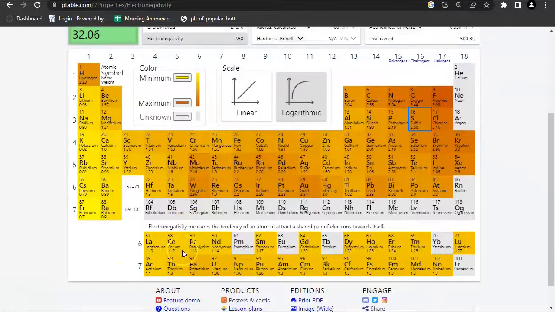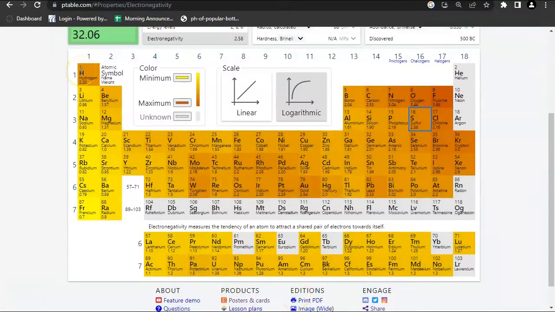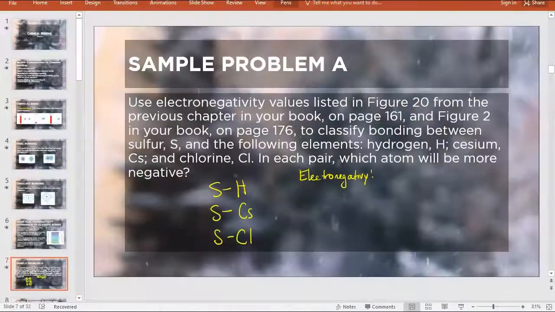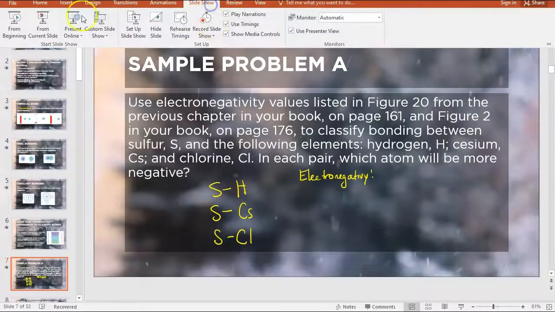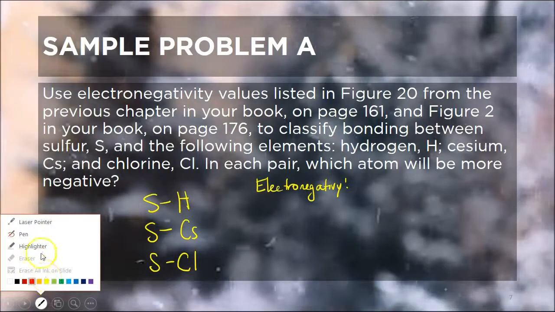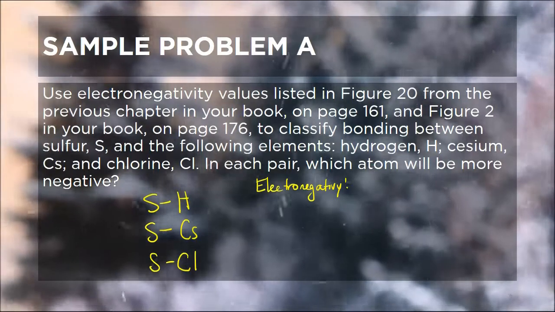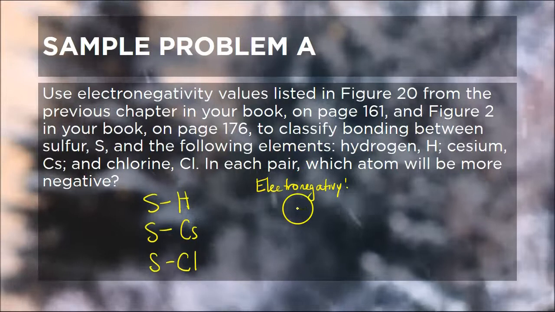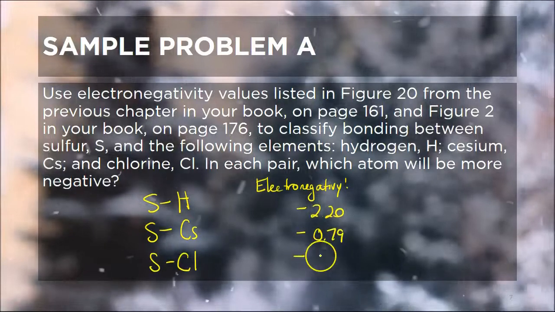And then, what were the other elements? I already forgot. Hydrogen has an electronegativity of 2.20. Cesium has an electronegativity of 0.79, and then chlorine has an electronegativity of 3.16. So I'm going to write those all out so we have them in front of us. I know hydrogen was 2.20, cesium was 0.79, chlorine was 3.16.